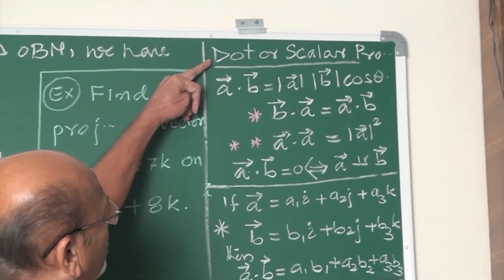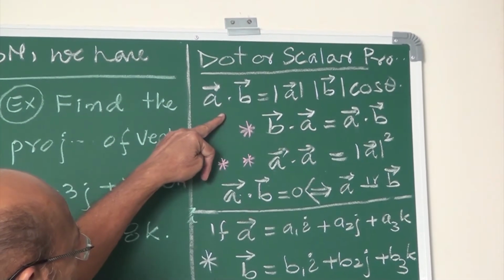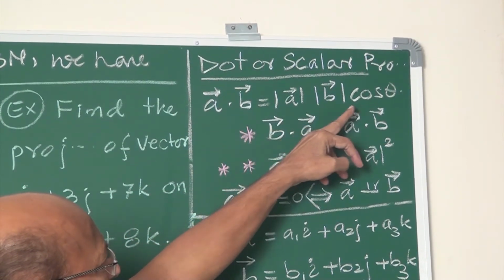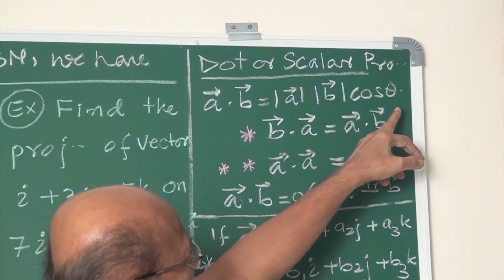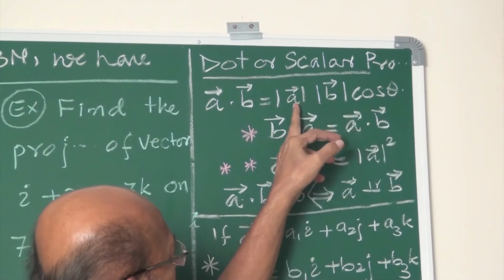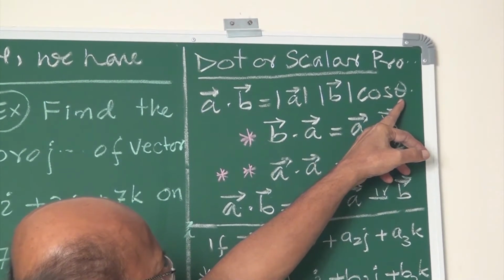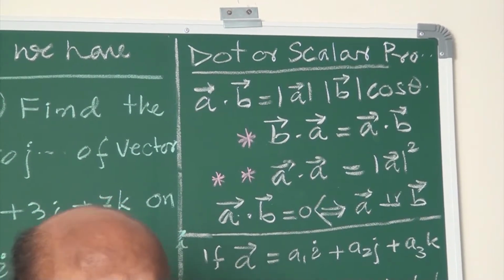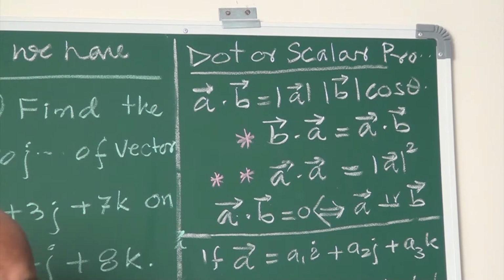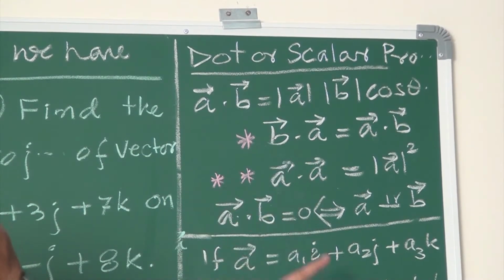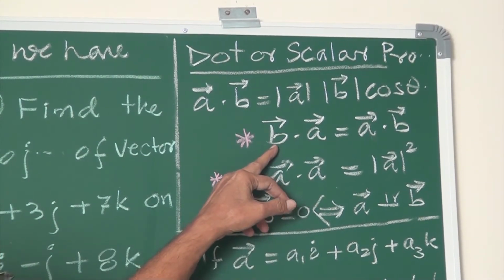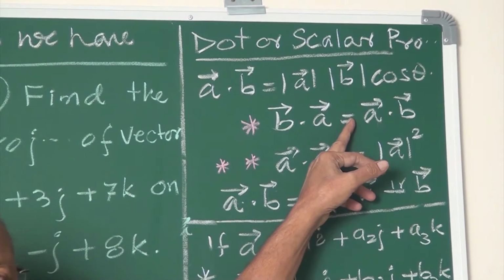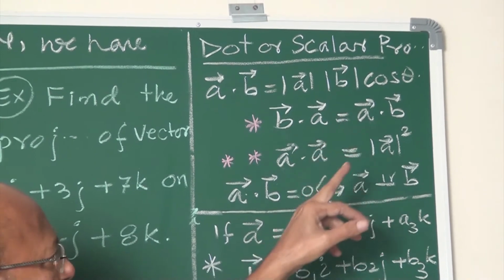It is a dot or scalar product. The definition: A dot B equals magnitude of A into magnitude of B into cos theta. This theta is the angle between the vectors A and B. It is the definition of A dot B or scalar product. These are the properties. B dot A is A dot B. The commutative property is true in the case of the dot product.